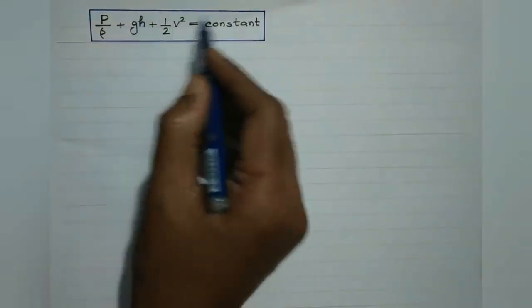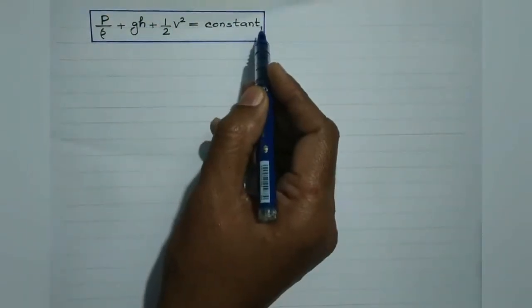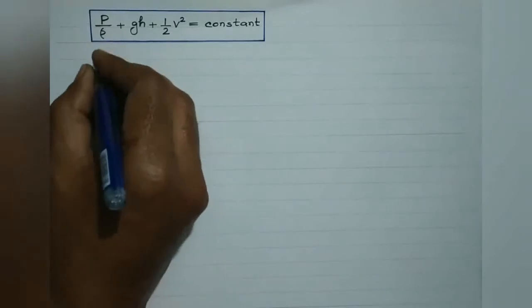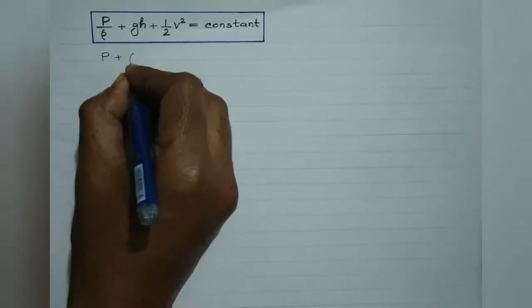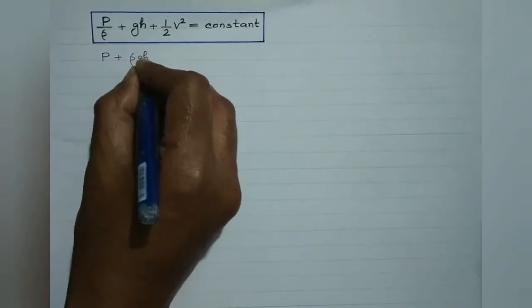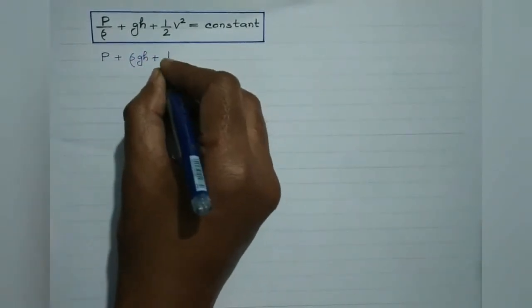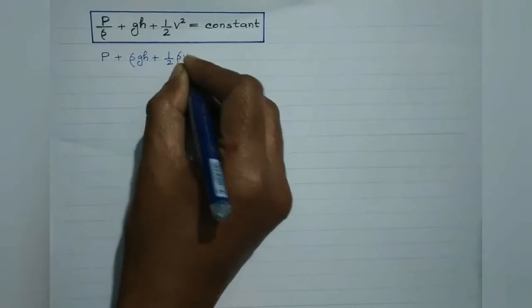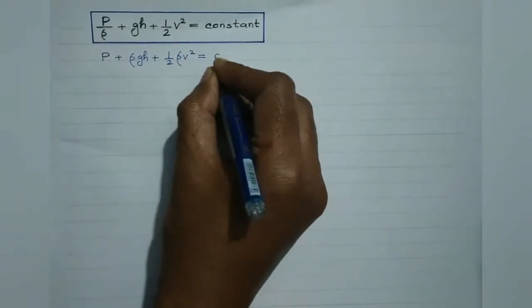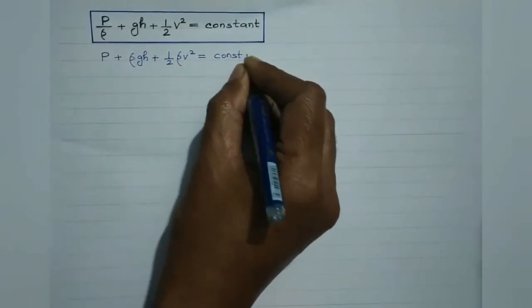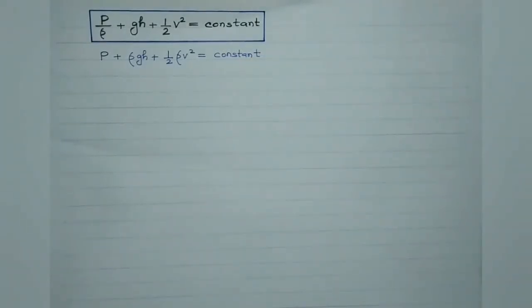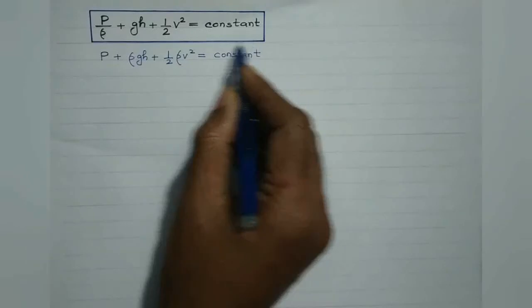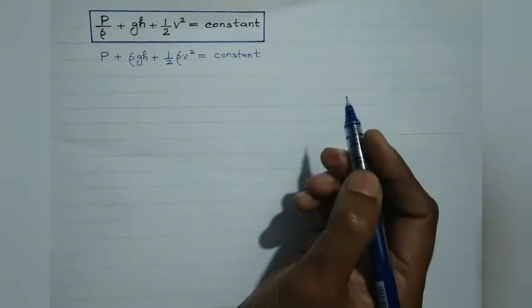Multiplying both the sides of this equation by density, that is rho, we get P plus rho g h plus half rho v square is equal to constant. Here in this case, each term has got the dimensions of pressure. So this is another expression for Bernoulli's theorem, right?